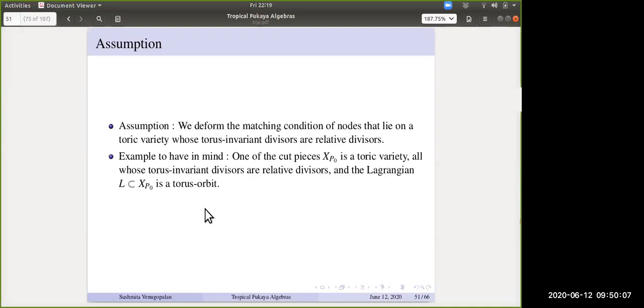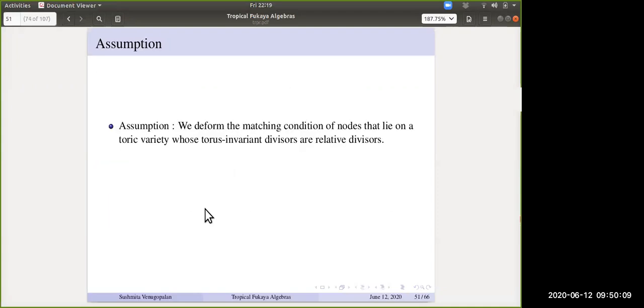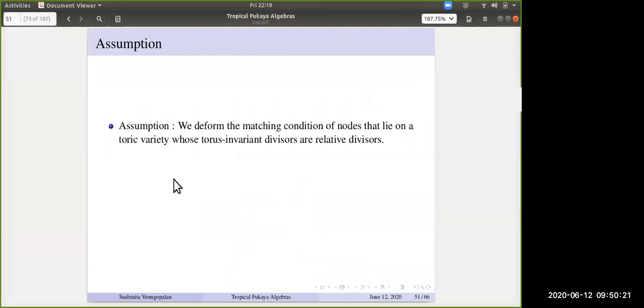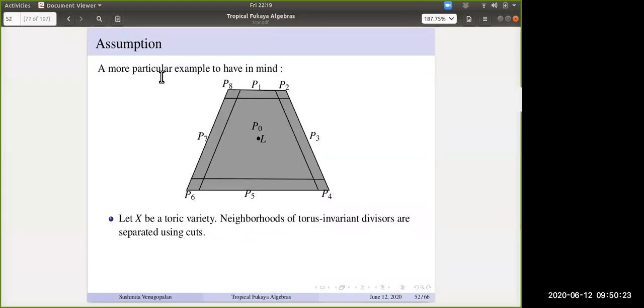So that's basically to ensure that the disk part of it lies inside the toric variety. So we only deform those nodes which lie on the bounded divisors of a toric variety. Anyway, this is a nice, easy example to have in mind for the rest of the talk.